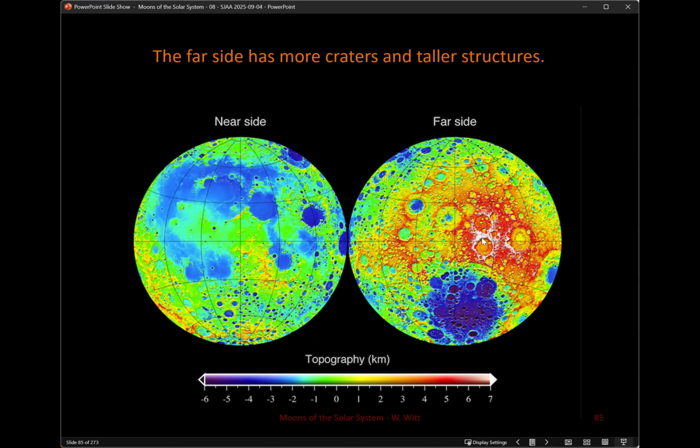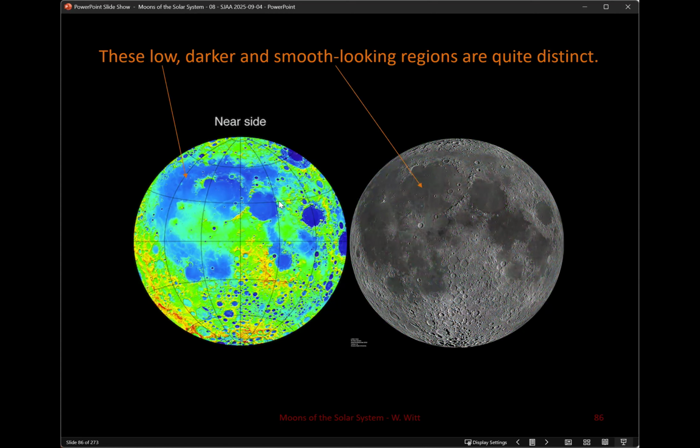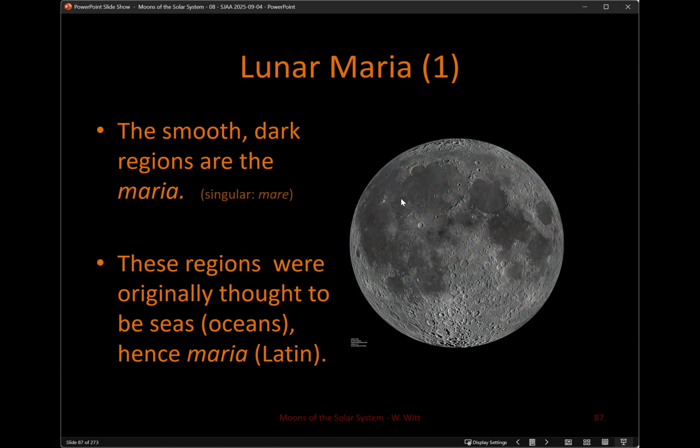So the far side has these really big variations in landscape, right? From like a 13 kilometer range, from here to here. Whereas the near side that we see is relatively more flat, and a lot less bumpy, if you will, than the far side. And we can clearly highlight that there's something going on here. There are these low, dark, pretty smooth regions that we get to see from our vantage point on Earth. And these are what are called the Maria, or singular, mare.